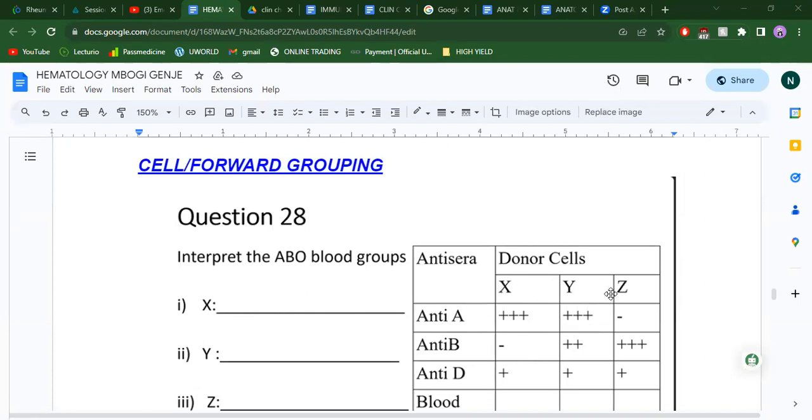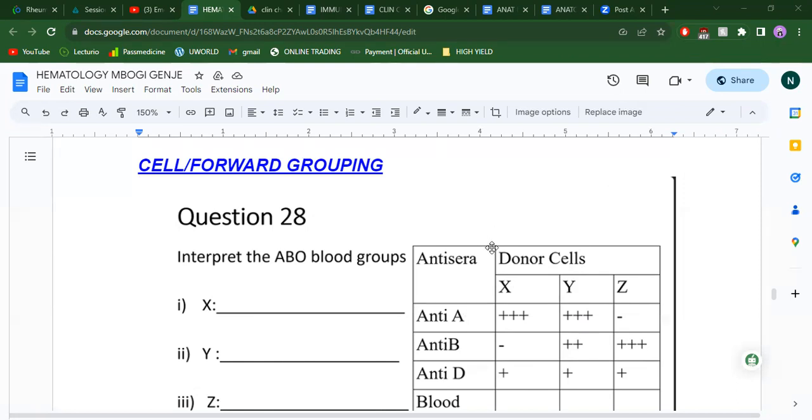For Y, anti-A reacted with Y, so there was antigen A. Anti-B reacted, so there was antigen B, and the rhesus reaction was positive. Same for Z, the reaction was with B, so B is present, so here is B positive. Now, that is cell grouping or forward grouping.